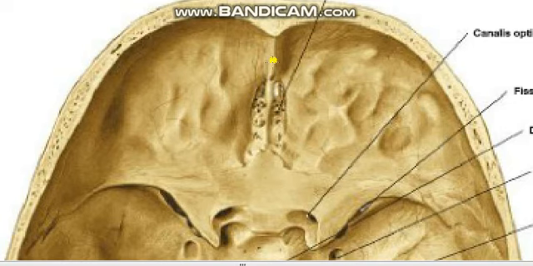Now this frontal crest gives attachment to the falx cerebri. The falx cerebri is one of the folds of the meningeal layer of the dura mater. We have not yet studied the intracranial meningeal folds, but one of the most important of them is the falx cerebri, and it is attached to this frontal crest anteriorly.